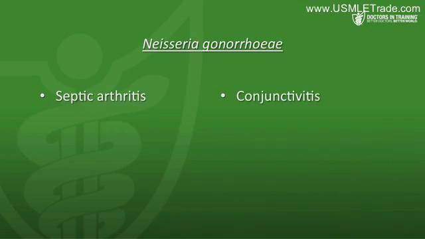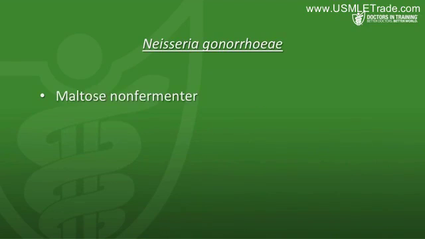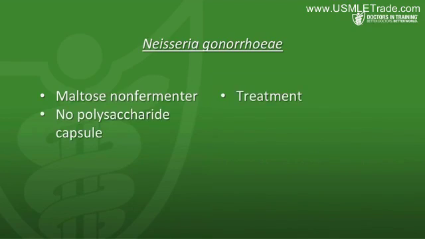As we mentioned before, Neisseria gonorrhoeae is a maltose non-fermenter. Also, you should be aware that it does not have a polysaccharide capsule. Now, as for treatment, we use a combination of ceftriaxone and azithromycin. This combination is intended to try to overcome resistance issues that are becoming an increasing problem with gonorrhea, as well as cover any coexisting Chlamydia trachomatis infections.